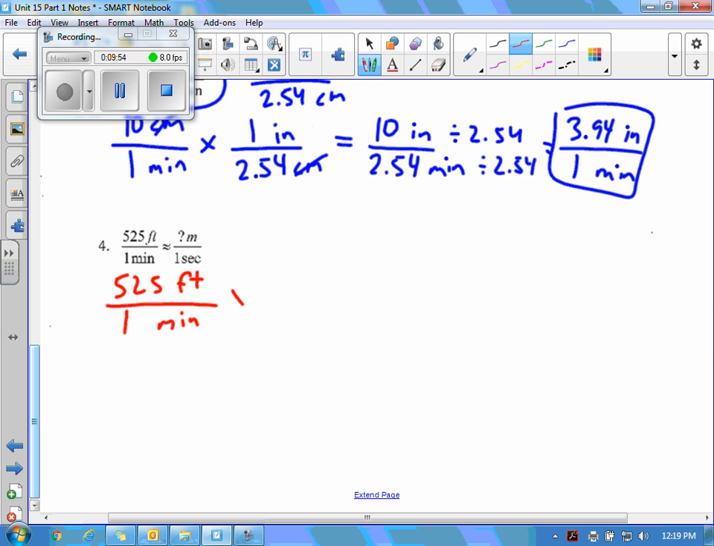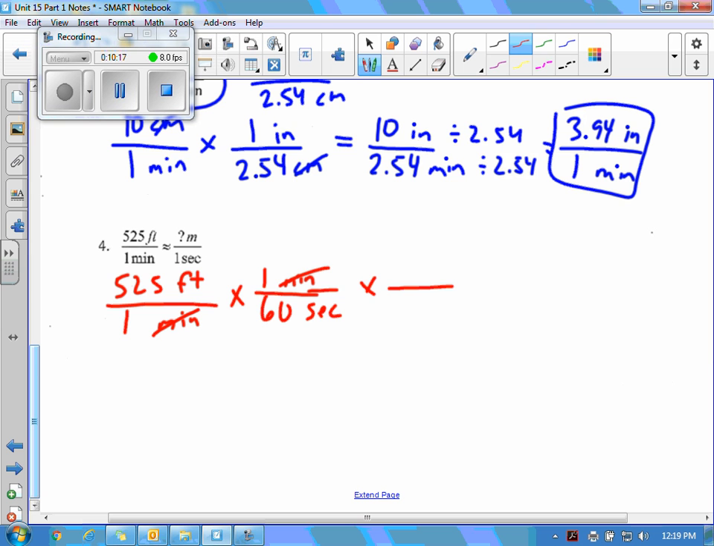I'm going to convert minutes first. I know that there are 60 seconds in 1 minute. So minutes on the bottom, so it needs to go to the top. 1 minute is 60 seconds. So right now I can go ahead and cross out the minutes. Now I have feet per second, which isn't quite what I want. I want meters per second, sorry.